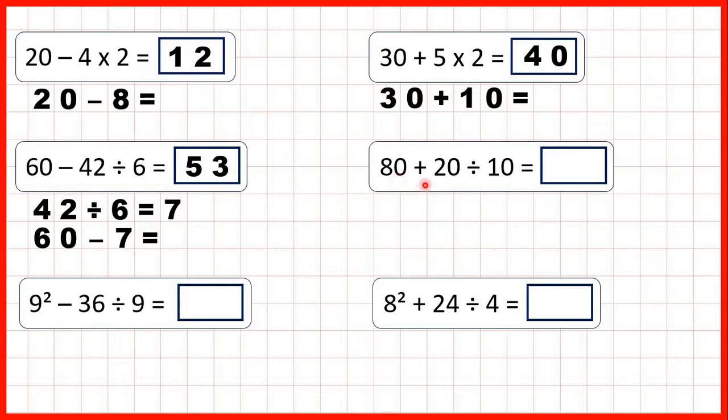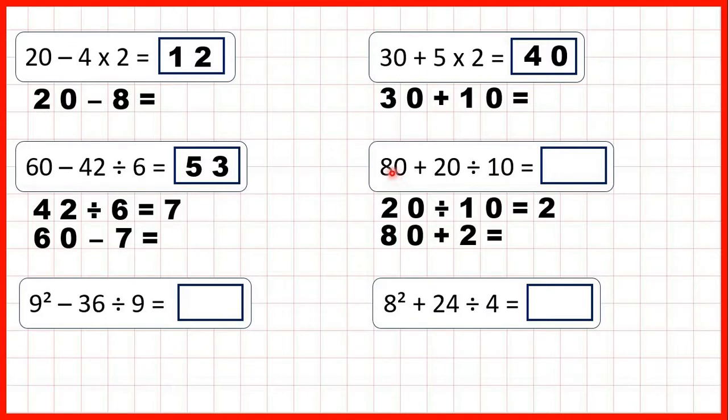Now 80 plus 20 divided by 10. We divide before we add, and 20 divided by 10 is 2. So we need to work out 80 plus 2, that gives us 82.